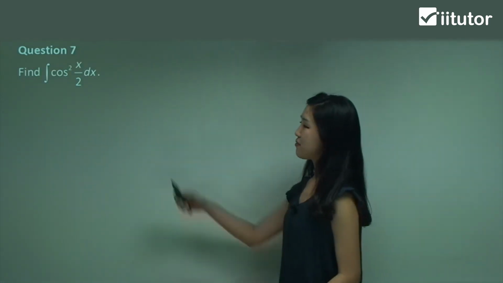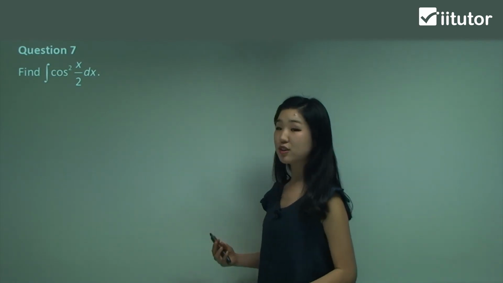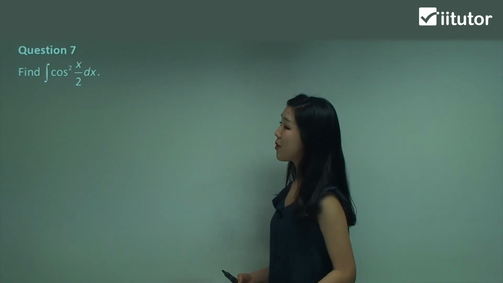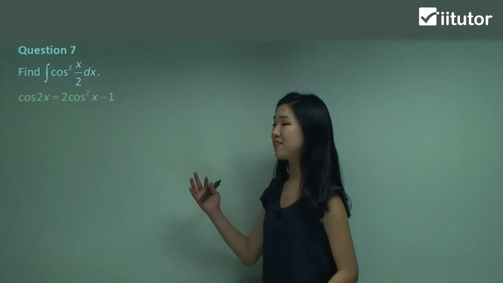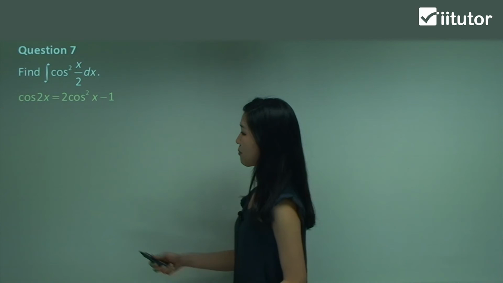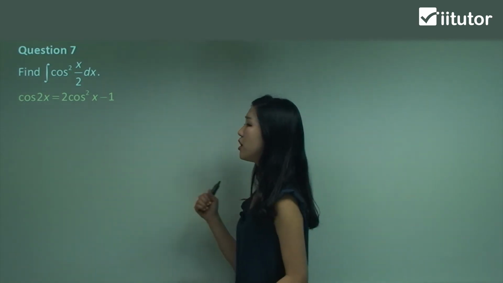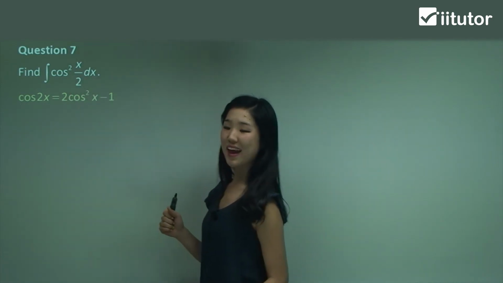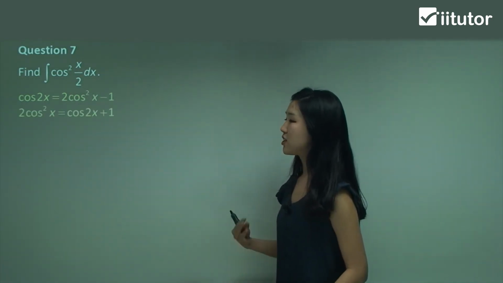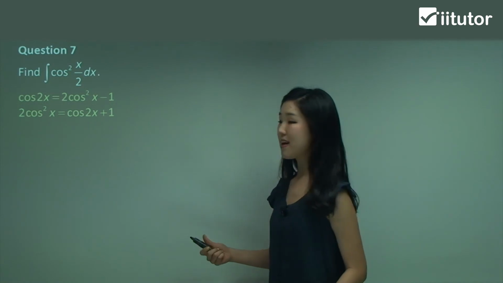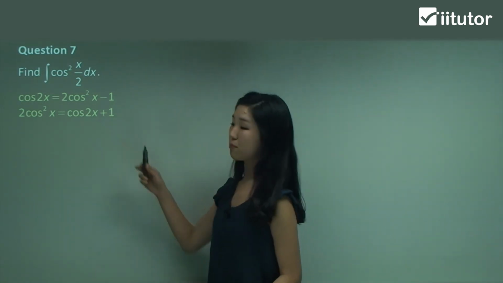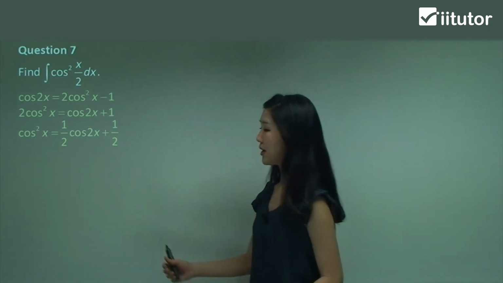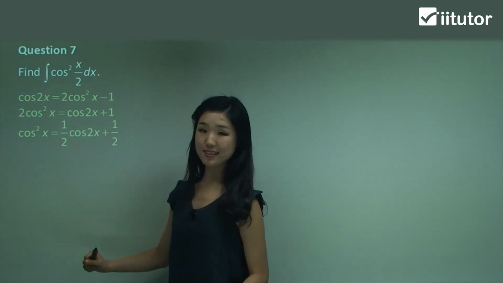Okay, question 7 says find the integral of cos x on 2 squared dx. Okay, so how are we going to do this? Well, as usual, I'm going to start off by using our double angle identity. This time I'm going to use cos 2x equals 2 cos x squared minus 1, because this has cos squared in it. Okay, so again I'm going to make 2 cos x squared be the subject. That will simply become cos 2x plus 1. And then I'm going to divide everything by 2, so I just have cos x squared in it.